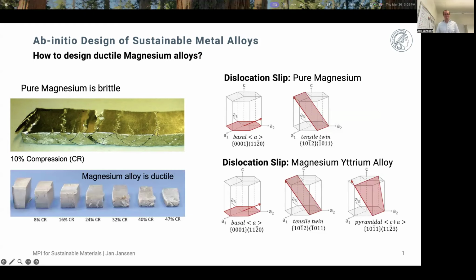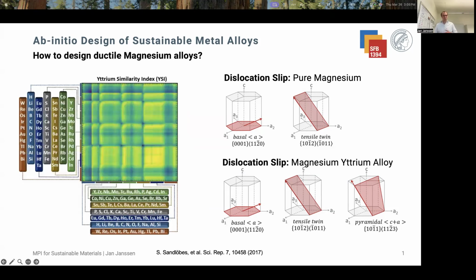But already before our work, it was known that if you alloy magnesium with yttrium, you can activate the pyramidal slip plane. With this third slip plane, we have an alloy which can be compressed up to 50%, as shown here on the left side. This is where we came in, and we got the question: the magnesium yttrium alloy is nice, but can we replace yttrium with another alloying element, or maybe with 2 alloying elements, to have a much more sustainable magnesium alloy which ideally has the same properties as the magnesium yttrium alloy?